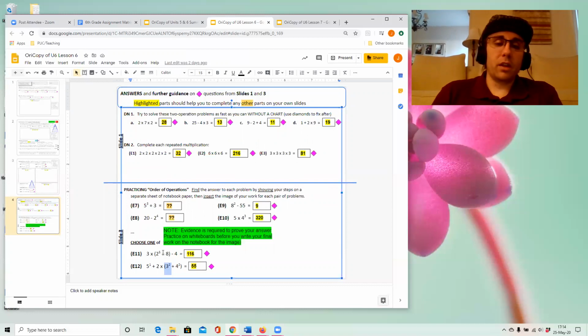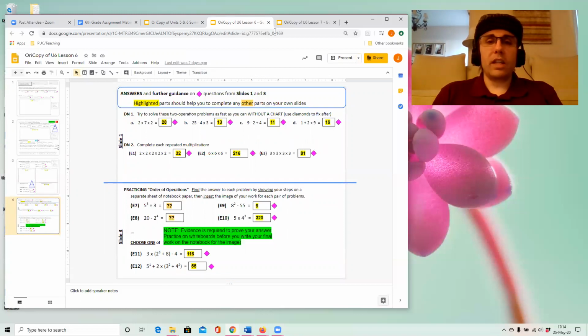So 2 to the 5th means 2 times 2 times 2 times 2 times 2, 5 factors of 2. 3 to the power of 2 means 3 times 3, 2 factors of 3 multiplied. And 5 to the power of 1 means 5, and that's it, just 5. There's only one of them. You don't need any more of them. So it's not even a multiplication problem. It is its own answer.